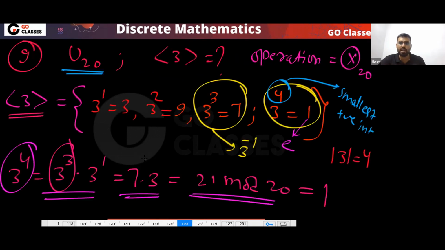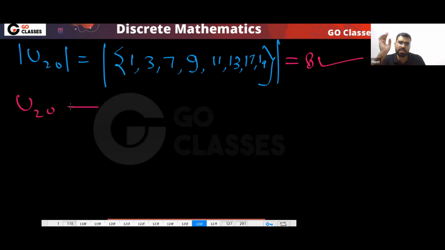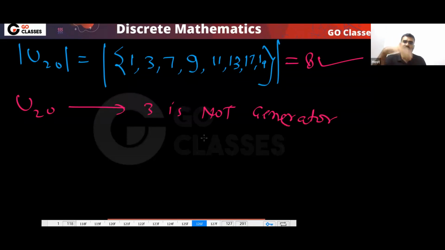But this 3 can generate only 4 elements, so 3 is not a generator in U20. Can I say this is not cyclic? No, because someone else can be the generator. I don't know, maybe someone else is the generator. So you will have to check.